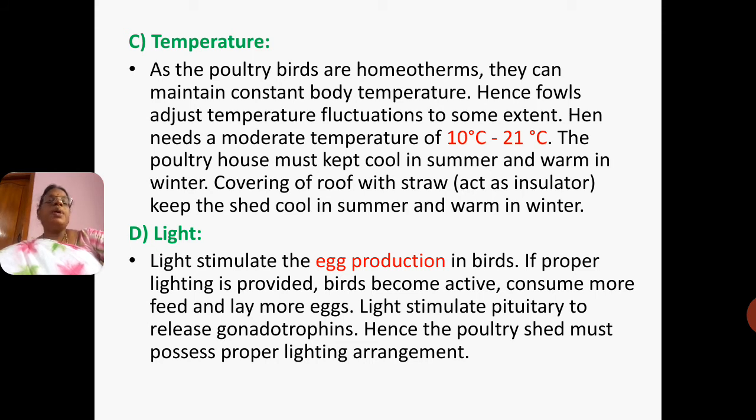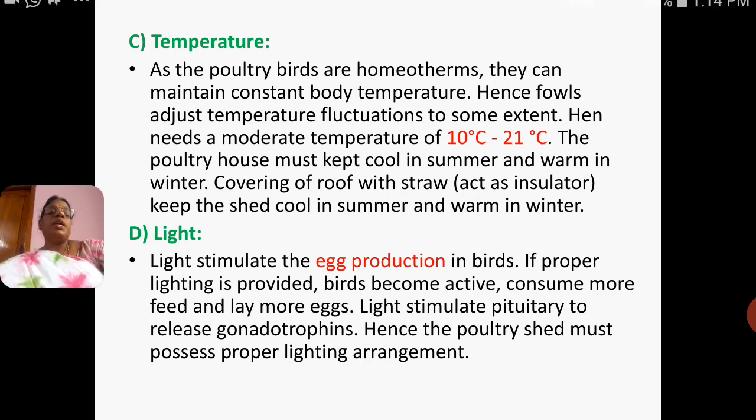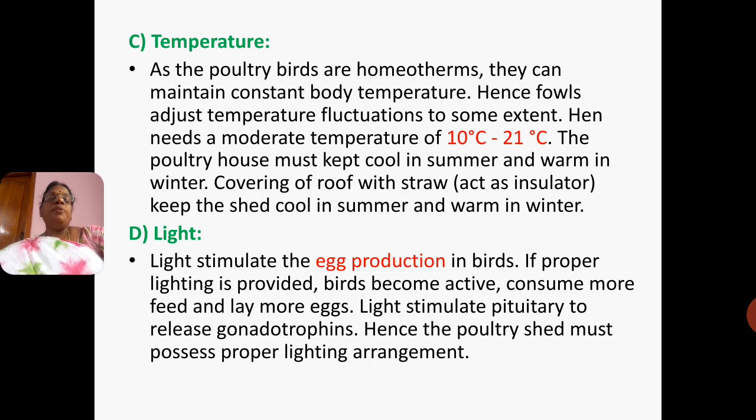Next one is temperature. As the poultry birds are homeotherms, they can maintain constant body temperature. Hence, fowls adjust to temperature fluctuations to some extent. A hen needs a moderate temperature of 10 degrees centigrade to 21 degrees centigrade. The poultry house must be kept cool in summer and warm in winter. Covering the roof with straw acts as an insulator, keeping the shed cool in summer and warm in winter.